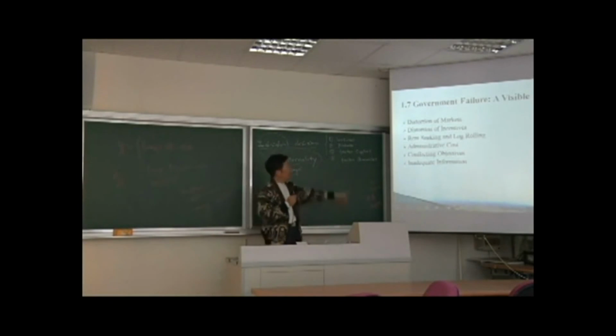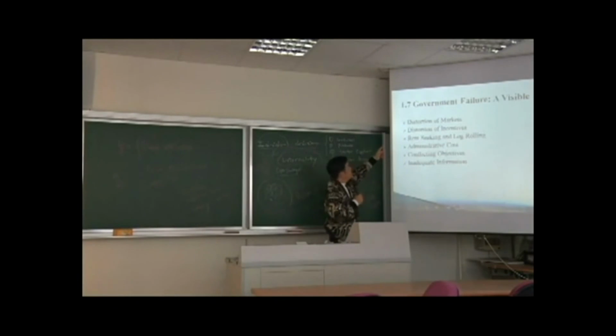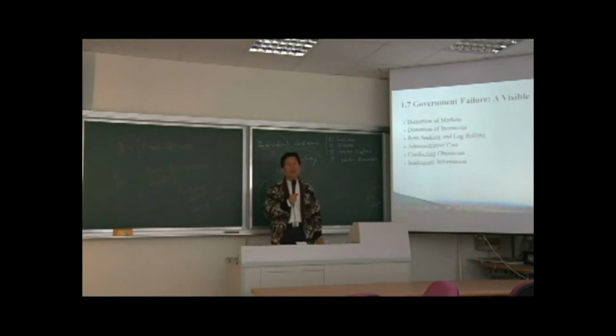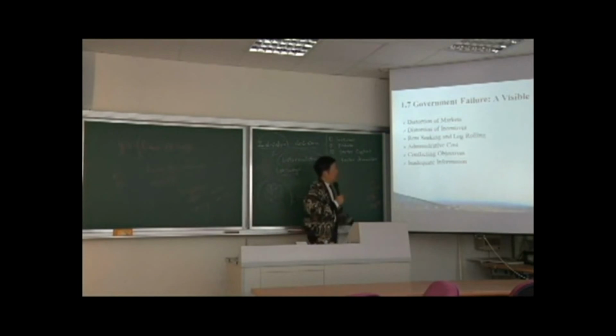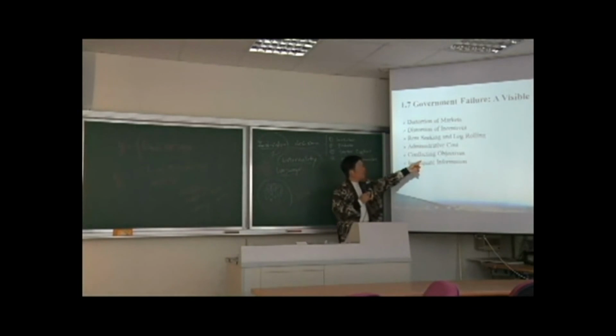Sometimes they make a decision, maybe a distortion of the market or a distortion of the incentive, or sometimes the government needs to spend a lot on this distorted cost. They need to spend a lot of money. Maybe it's not good for people, but they need to do it. And maybe there are conflicting objectives. Sometimes there are so many objectives.